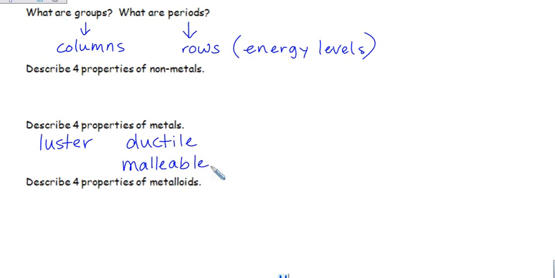Terms that you may be familiar with. Ductile means that you can draw a metal into a thin wire. Malleable means that you can pound it into a thin sheet. I can do both with metals. I can have a thin sheet of copper. I can have copper in a wire. Metals are good conductors of both heat and electricity.